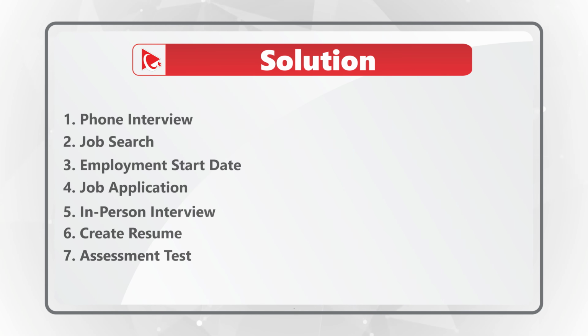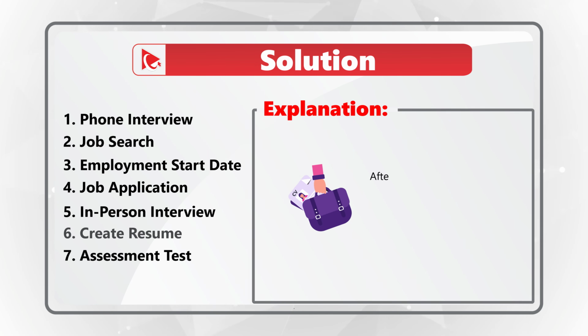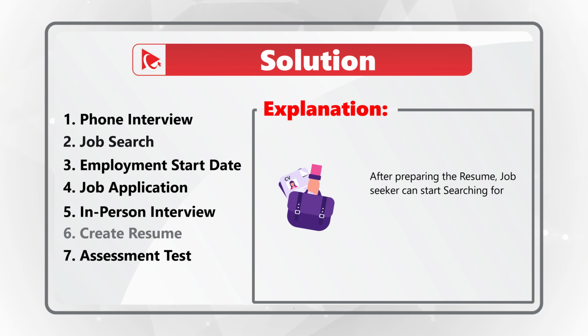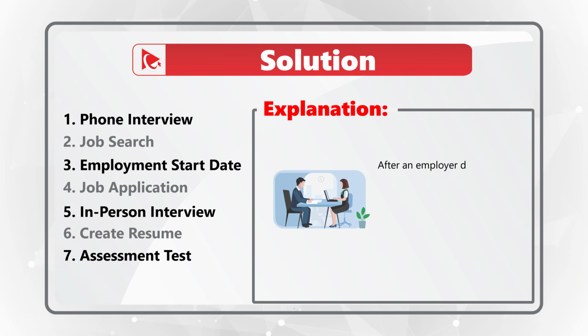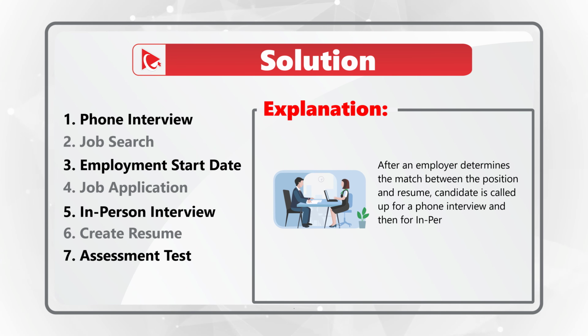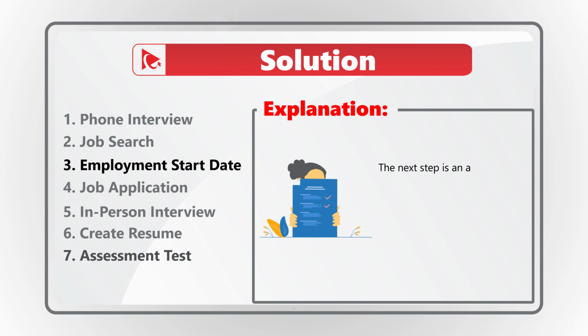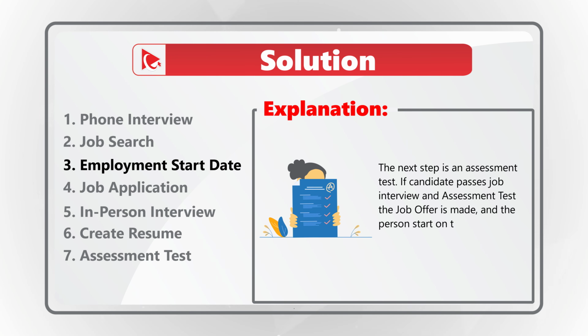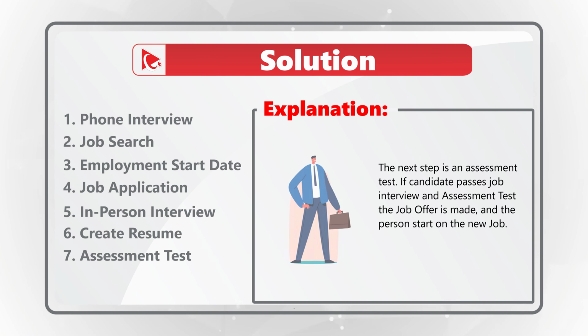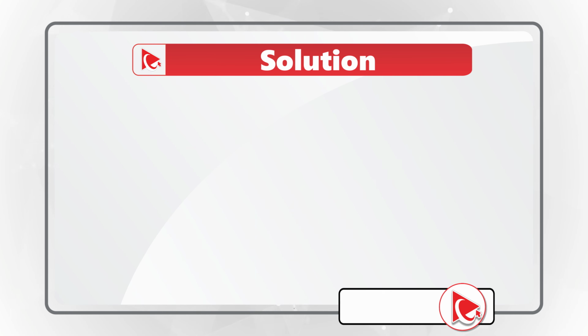In the typical job search process, after preparing the resume, job seeker can start searching for the job and apply for the job position. This is called job application process. After an employer determines the match between the position and the resume of the candidate, candidate is called up for the phone interview and then for in-person interview. The next step in the process is an assessment test. If candidate passes job interview and an assessment test, job offer is made and then person starts on the job. So the correct choice here is choice B.